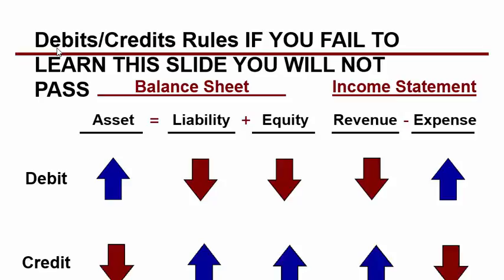Asset: if you want to increase it, you debit it. You want to decrease it, you credit it. Good. Liability: you want to increase, you credit; decrease, you debit it. Revenue: you want to increase, you credit it; decrease, debit it. Good. Expenses: you want to increase, you debit; decrease, you credit. Good. Equity: you want to increase it, you credit it; decrease it, you debit it.